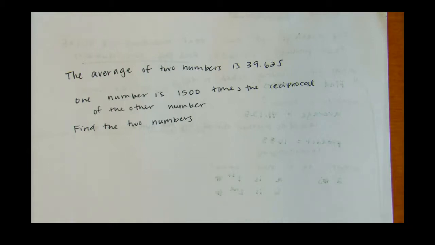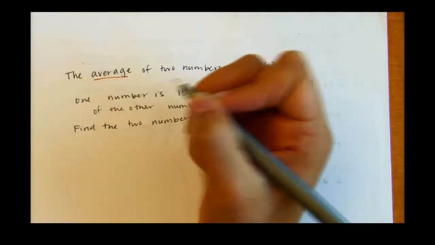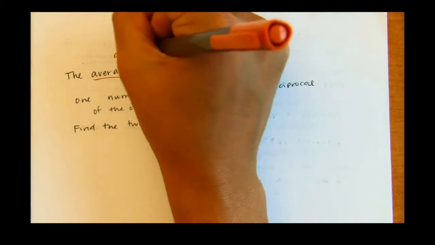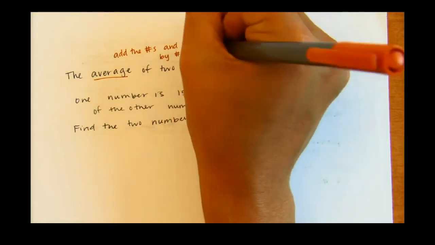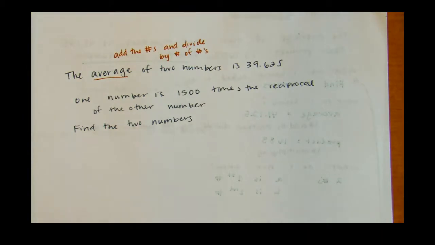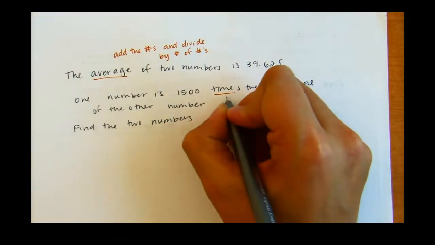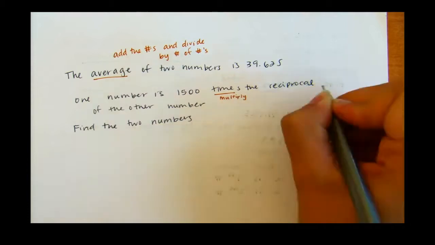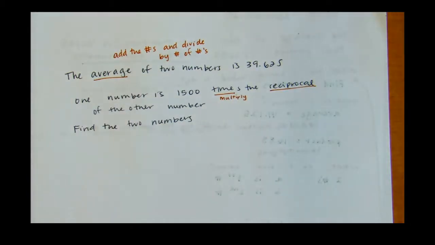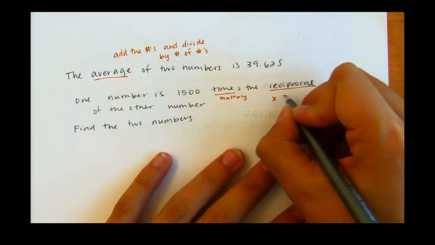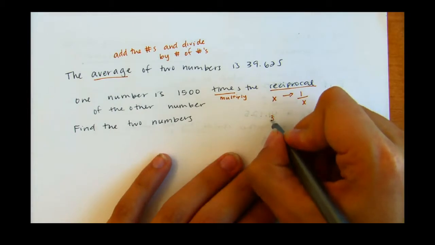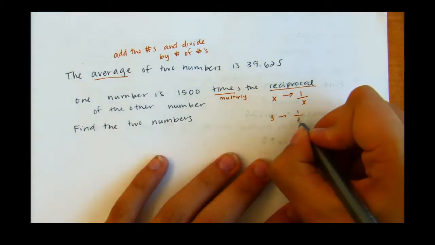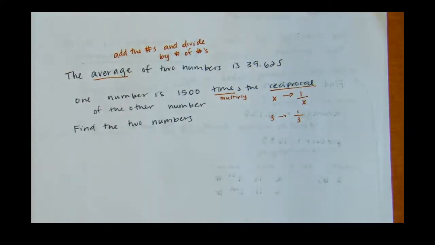I'm going to define a couple things up here to just help you. So average, again, that's when we add the numbers and divide by the number of numbers that we have. When I see times, that means to multiply. And when I see the reciprocal, if I've got some number, we'll call it x, the reciprocal of x is just 1 over x. Just another example, if I've got the number 3, the reciprocal of 3 is 1 over 3. So reciprocal means to take the number and put it under 1. Hopefully these will help you.